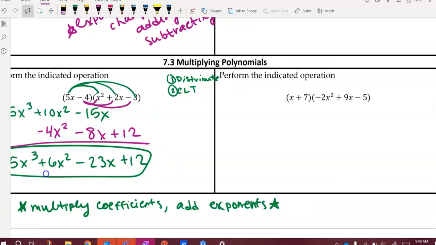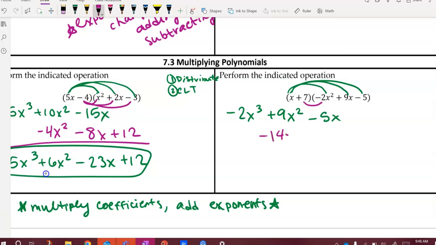For the last one here, we have x plus 7 times this polynomial. So x times negative 2x squared is negative 2x cubed. X times 9x is 9x squared. And x times negative 5 is negative 5x. Move on to the next one. 7 times negative 2x squared, we have negative 14x squared. 7 times 9x is 63. And 7 times negative 5 is negative 35.